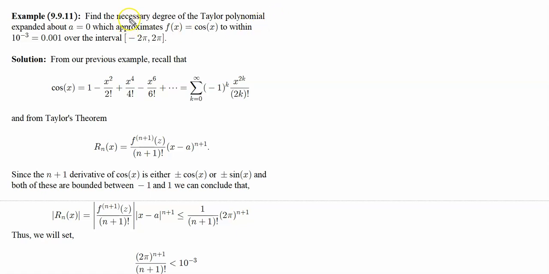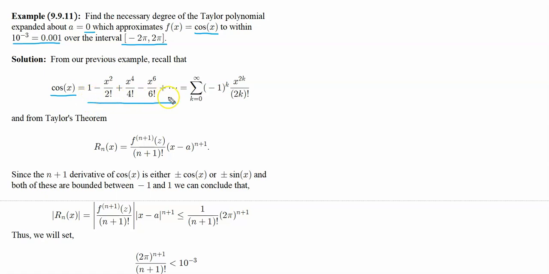Now in this example, we would like to find the necessary degree of the Taylor polynomial expanded about a equaling 0, which will approximate the cosine function to within 10 to the negative third over the interval from negative 2 pi to 2 pi. Now recall from our previous examples, we have deduced that the cosine function can actually be written like this. So this is our infinite Taylor series expansion.